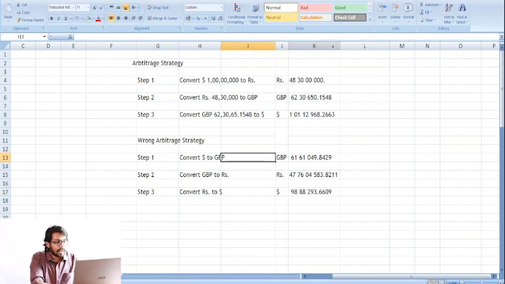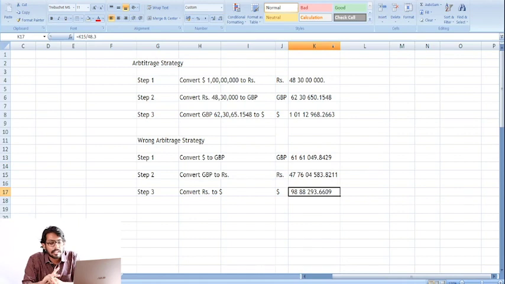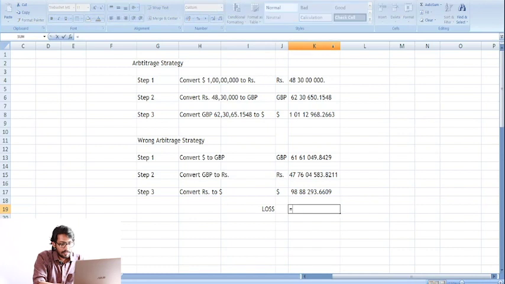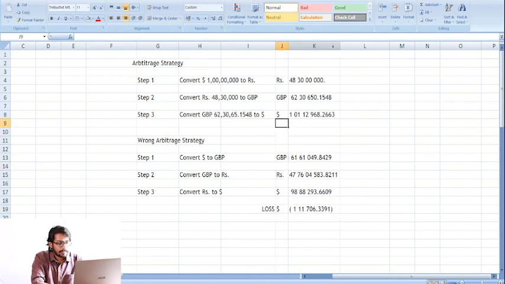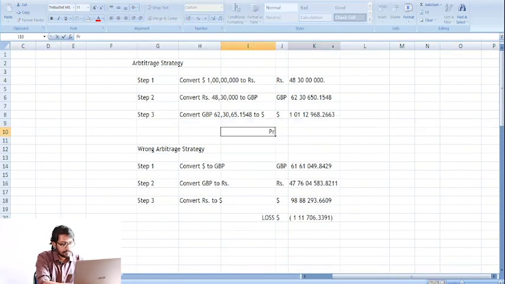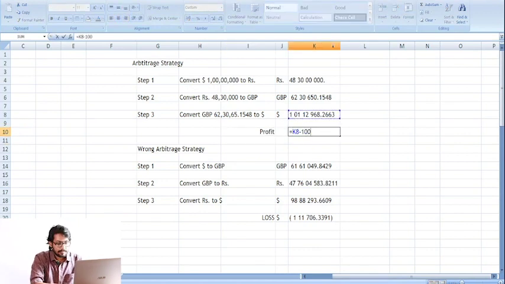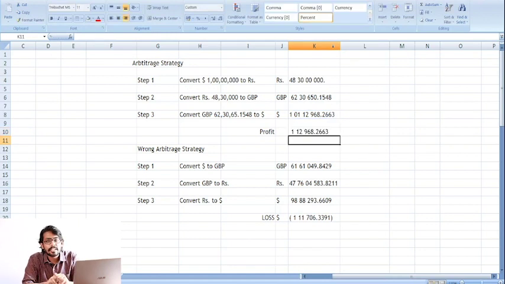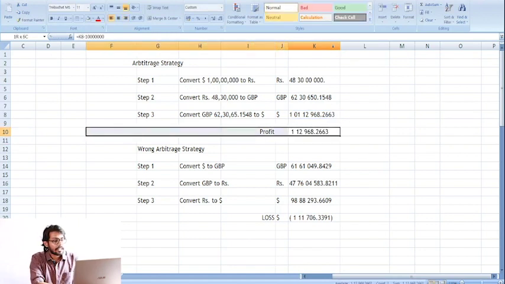You started out with 1 crore. But when you made a circle, you ended up with 98 lakh 88,293. Here you have a loss of 1 lakh 11,706 dollars, and over here you have a profit of 1,12,968 dollars. You will have a profit of 1,12,968 dollars. This is the correct arbitrage strategy.